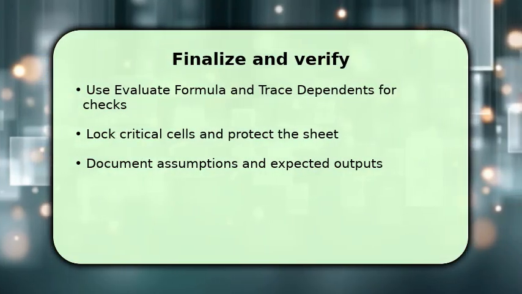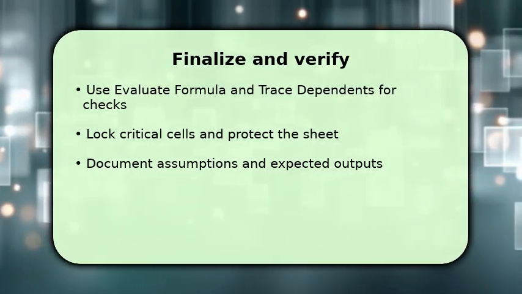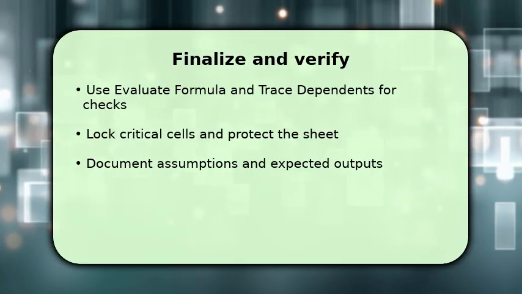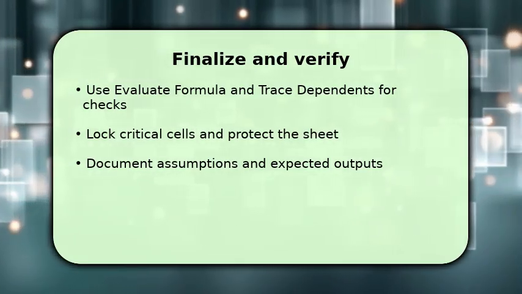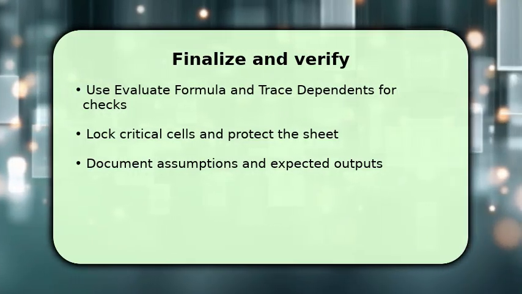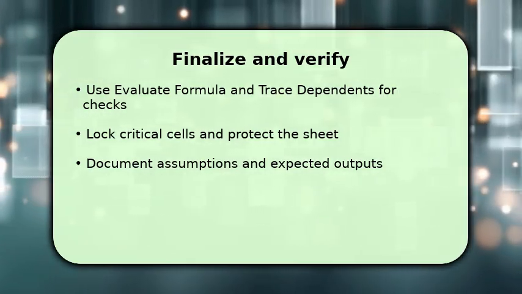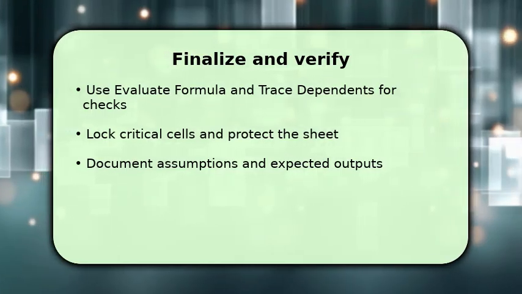Run Evaluate Formula to step through calculations and use Trace Dependents to see linked cells, because this reveals hidden errors. After confirmation, lock key cells with dollar references and protect the sheet to prevent accidental edits. Once done, add a short comment describing assumptions and expected outputs so collaborators understand intent.